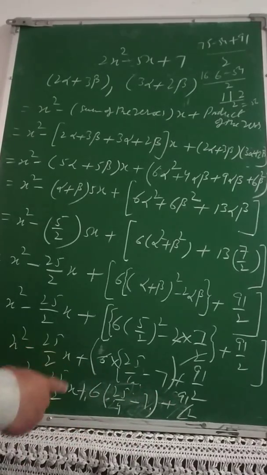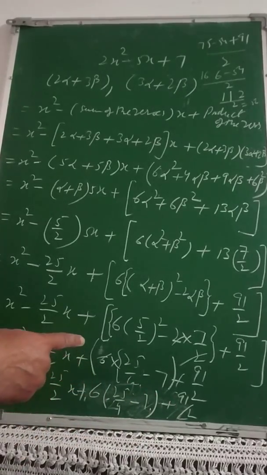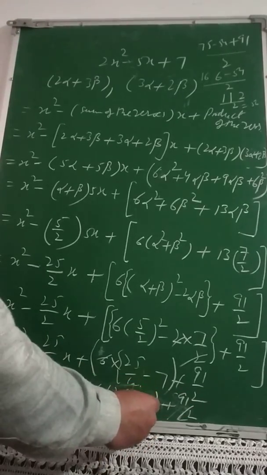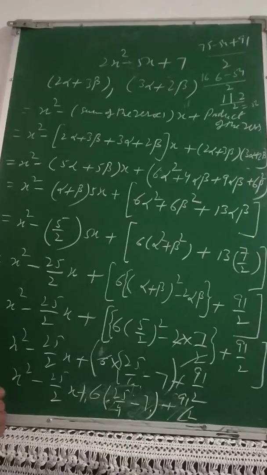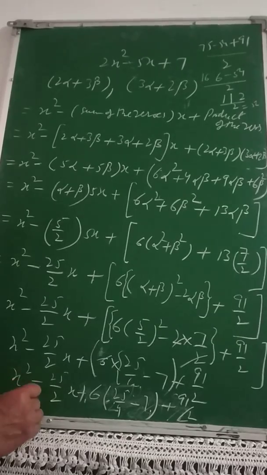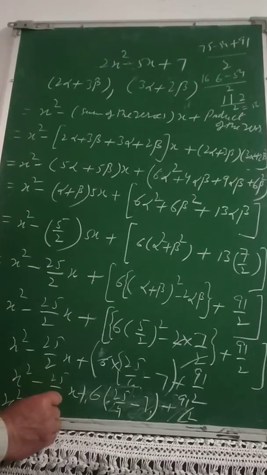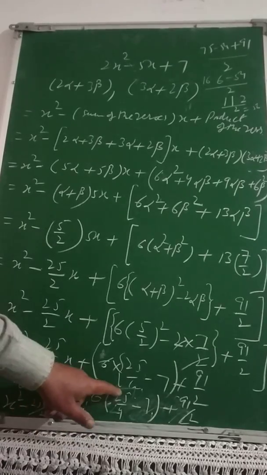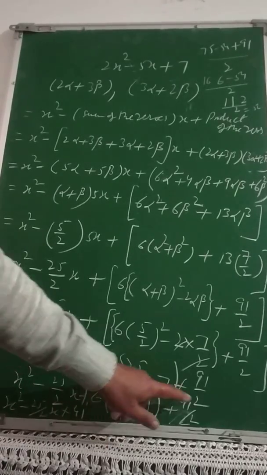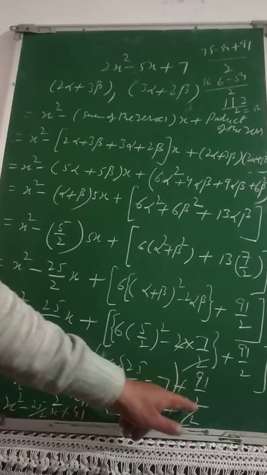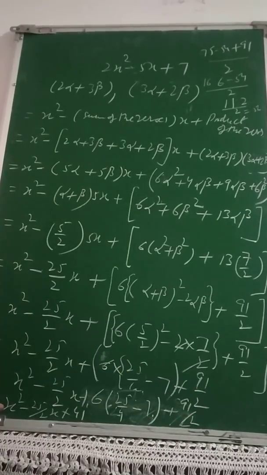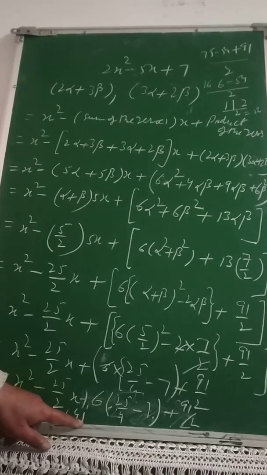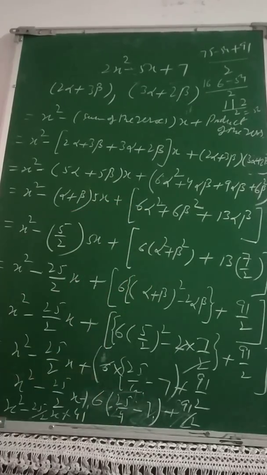So if we solve this part, this will become x square minus 25 upon 2x. For this particular equation, you will be getting 41 after the solution of this. So your answer will be x square minus 25 upon 2x plus 41. So please check 6 into 25 upon 4 minus 7 plus 91 upon 2 will give you 41. And then your answer will be x square minus 25 upon 2 into x plus 41. That will be the final answer for this.